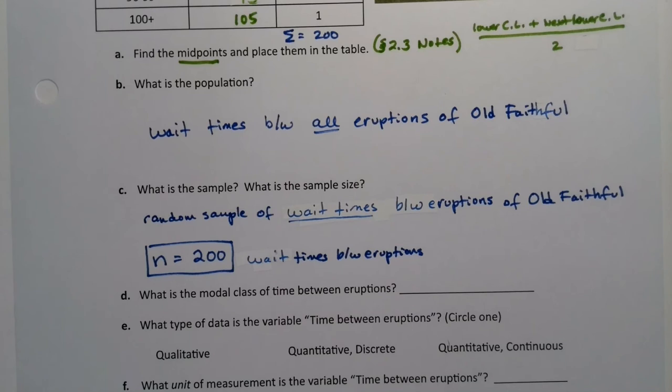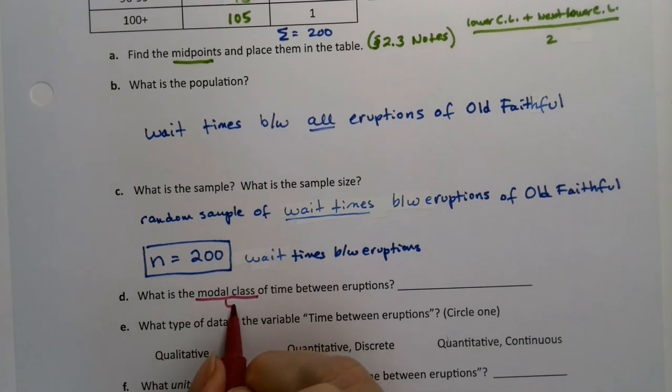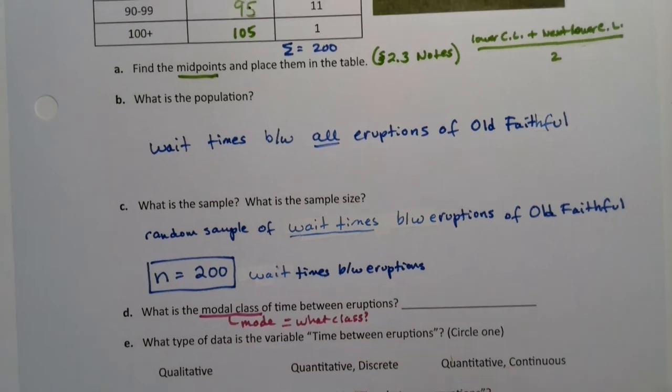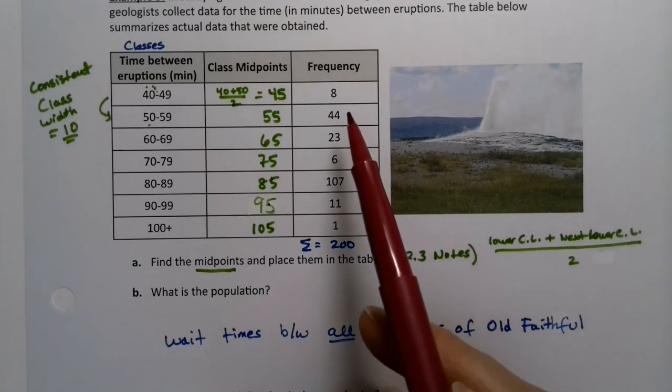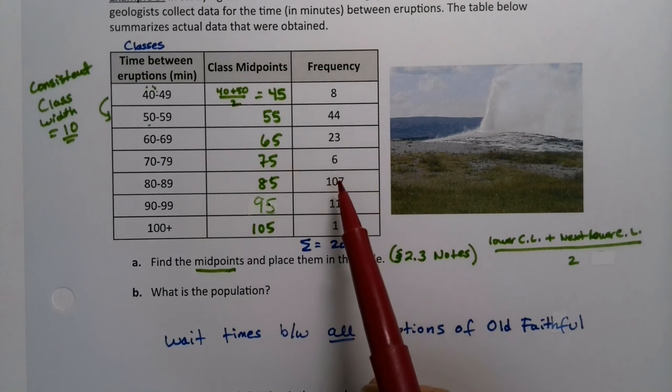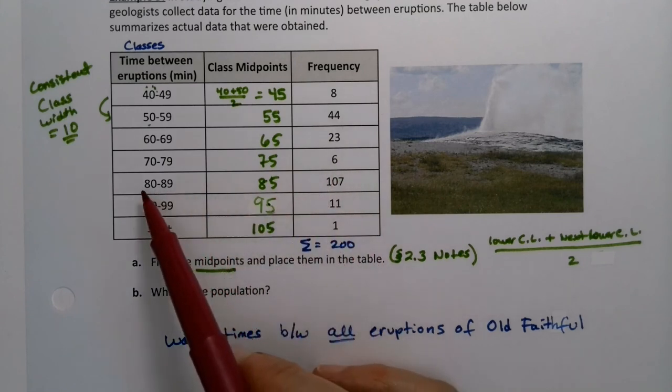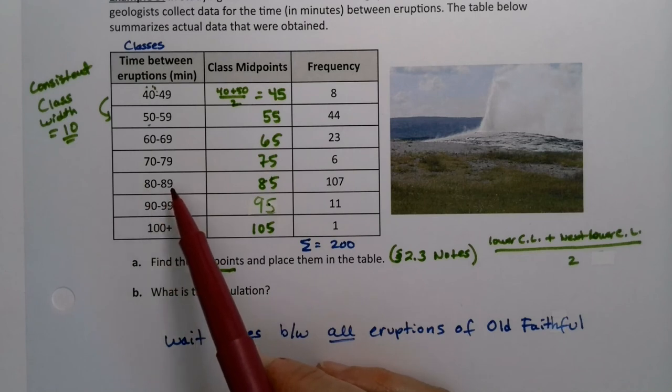All right. Now, what was the modal class? Okay, so mode is in there. See the mode as part of the modal class? So it's just saying what class was the mode, right? And we say that quickly by saying modal class. So we go back up here and we look for whichever one has the highest frequency. So 107 is the highest frequency, therefore the modal class is 80 to 89 minutes, right?